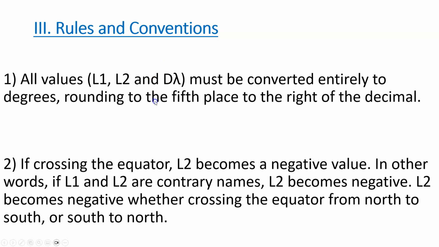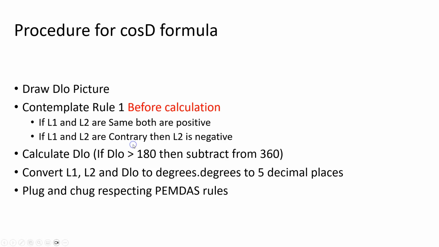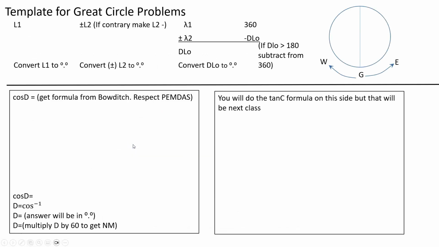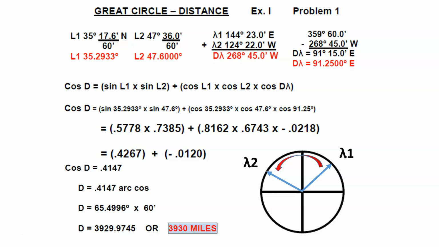This slide here was also put together by Captain Parrott, and it basically shows the rules and conventions for the Great Circle distance formula. This is basically the procedure that we're going to follow, and I'll show you how to do this in class. You also have this template in your handout packet, and I'll show you how to use this as well. Okay, so that concludes this.